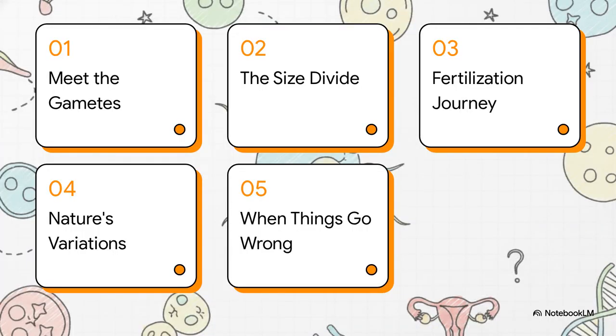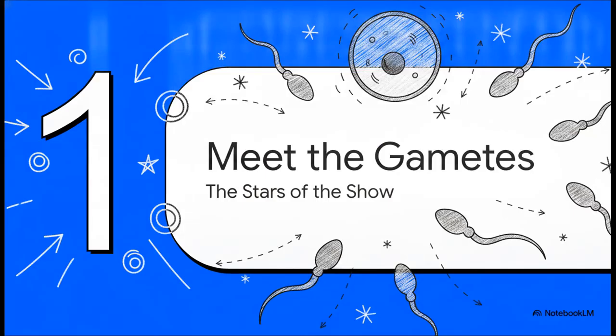So here's our roadmap for how we're going to break this down today. First, we'll meet the gametes. Second, the size divide. Third, the fertilization journey. Fourth, we'll look at nature's variations. And fifth, we'll explore what happens when things go wrong. All right, section 1, meet the gametes.